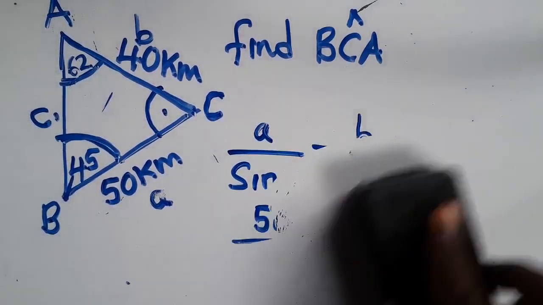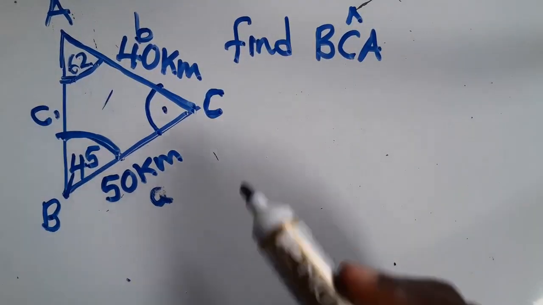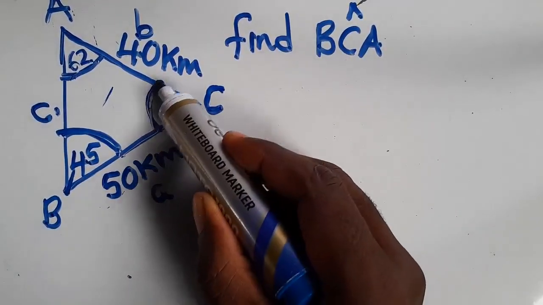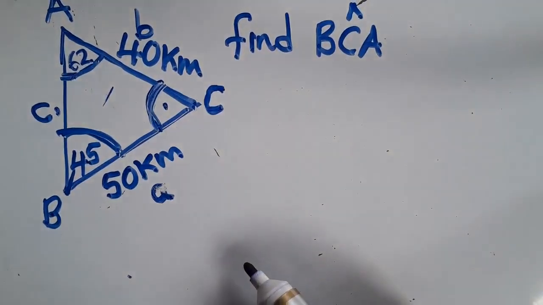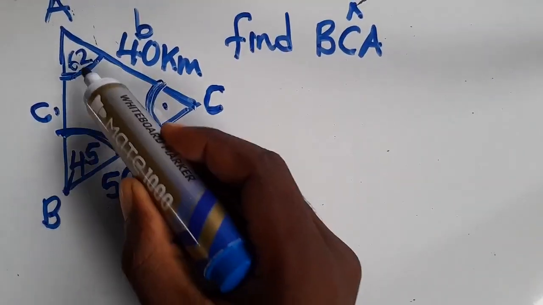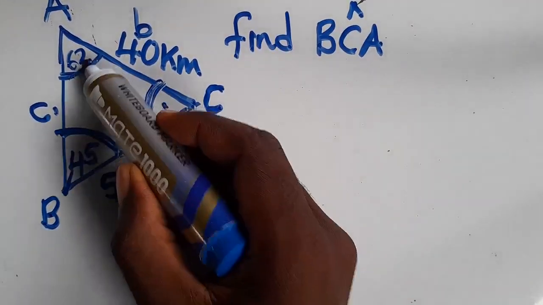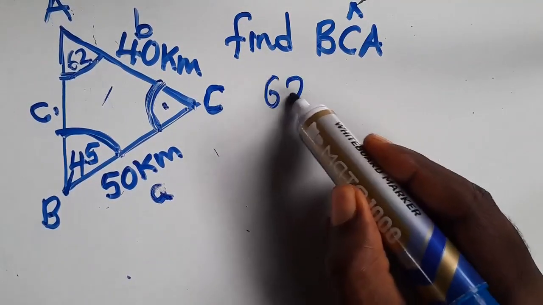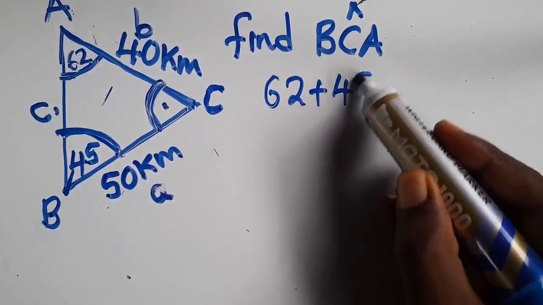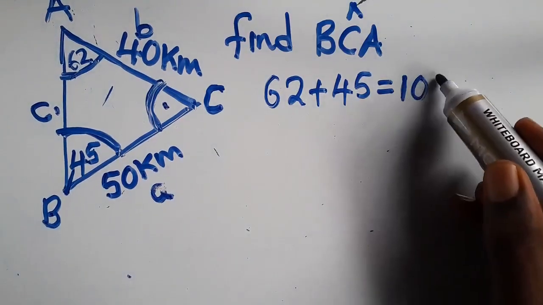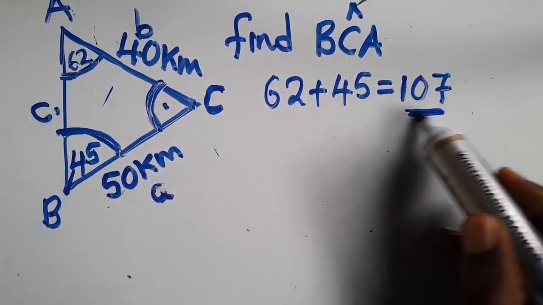Since in the question I was told to find C, which is here, finding the C, I now have these two angles, which makes it very easy for me to find the angle which is there. I just add these two. I just say 62 plus 45. What answer am I getting? I'm getting 107. So this is the addition of the two.